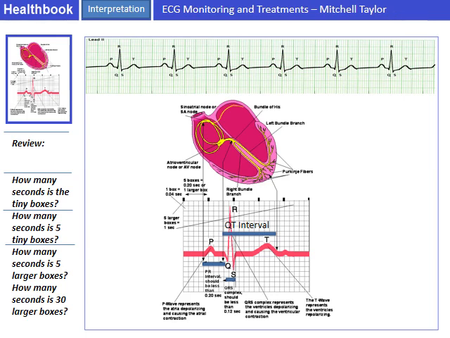Those are the 3 things we want to record on the strip, as well as the heart rate, and we'll talk about that next. But just remember, the little tiny boxes are how many seconds? That's right, 0.04. And the 3 intervals I'm trying to get to are, that's right, the PR interval, the QRS, width of the complex, and the QT interval. Good. So let's begin.